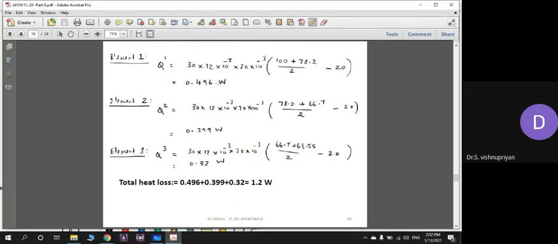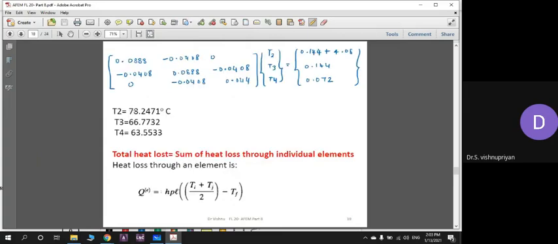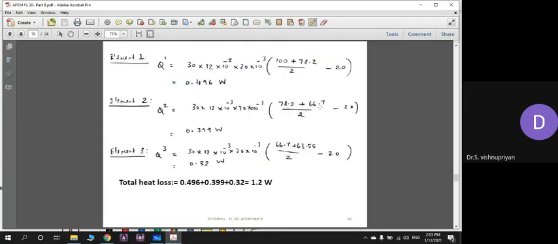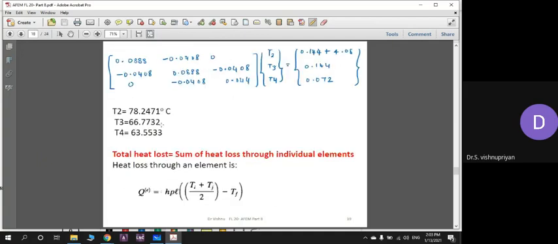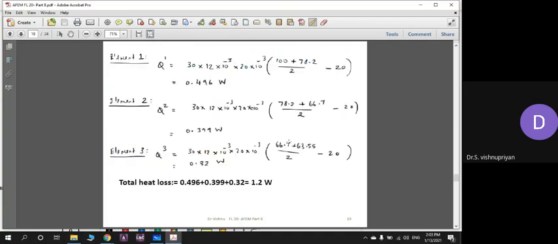You get 0.496. Now for the second element, nothing here will change, but inside the bracket, now we have to use 2 and 3. That is 78 plus 66. And you find it to be 0.399 watts, almost 0.4 watts. For element 3, it is 66 plus 63. And if you do that, you get 0.32. Now you get individual heat transfers, add them to get the total heat loss, which is around 1.2 watts.